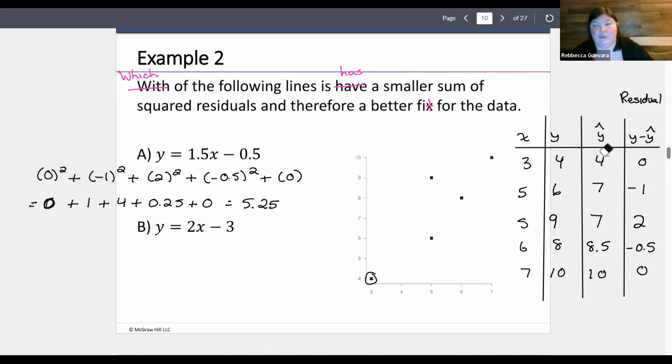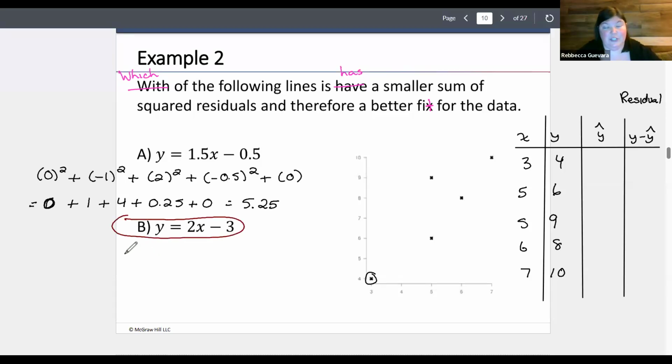All right, so let's do this with B instead. So if I look at B, this is a different equation, and if I put 3 in, I get y equals 2 times 3 minus 3. So that's going to be 6 minus 3. So I'm actually getting a 3 here. So the difference between y and y hat in this case is positive 1.